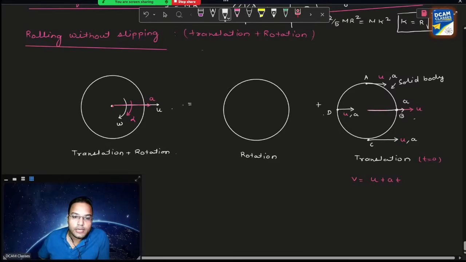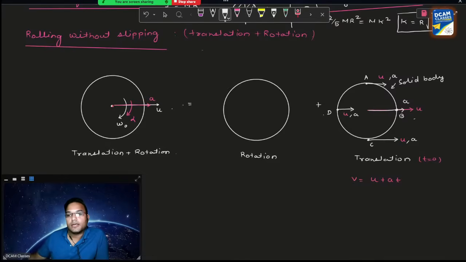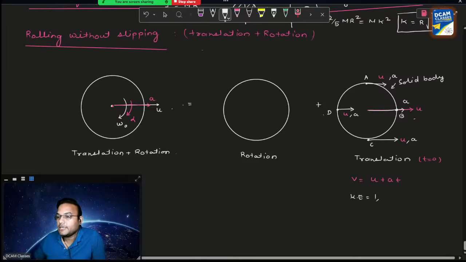Similarly, I should have given omega naught. And the kinetic energy, if you want to know at any instant, it will be half m v squared. Initial velocity was u. After any time t, velocity will be u plus at, and kinetic energy will be half m v squared.